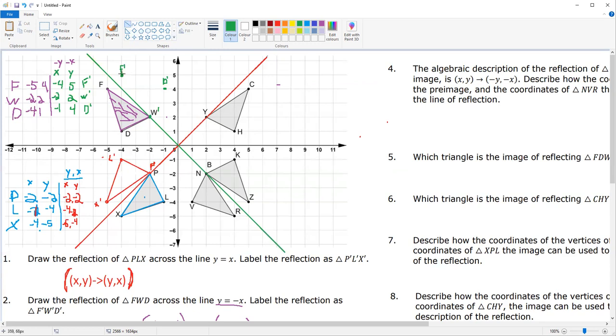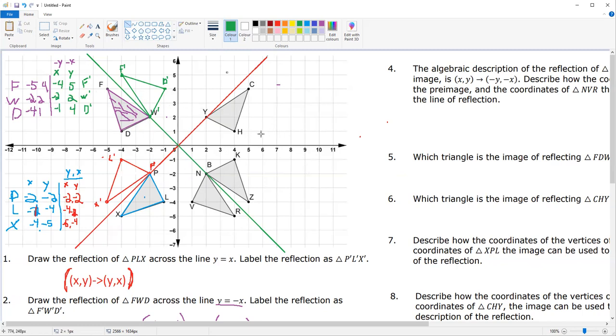Grab my straight line drawer. From here to here. From here to here. And I go from here to here. And that is my reflection across y equals -x. That one looks correct.